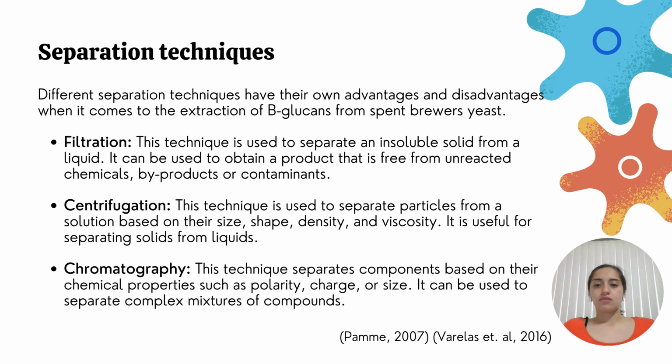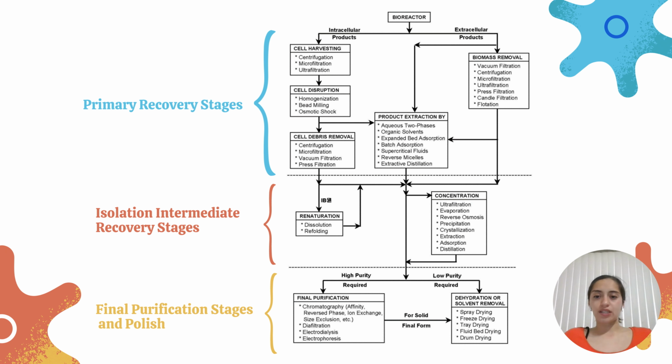Centrifugation is the technique used to separate particles based on their size, shape, density, and viscosity, and chromatography separates components based on their properties such as polarity, charge, or size. First, it's important to mention that these three separation techniques are present in different stages of the process. For example, filtration is present in the primary recovery stage, and centrifugation is present in the intermediate and the primary recovery stage. But chromatography is only present in the purification stage.